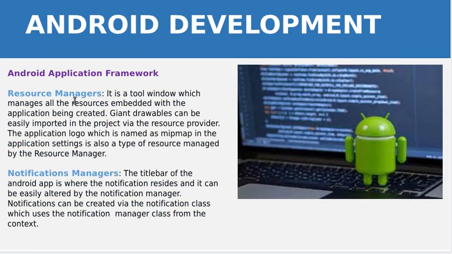Next is the resource manager. Resource manager is a tool window which manages all the resources embedded with the application being created. Drawables can be easily imported into the project via the resource manager. The application logo, which is named mipmap in the application settings, is also a type of resource managed. Then the notification manager. The title bar of the Android app is where the notification resides, and it can be easily altered by the notification manager.